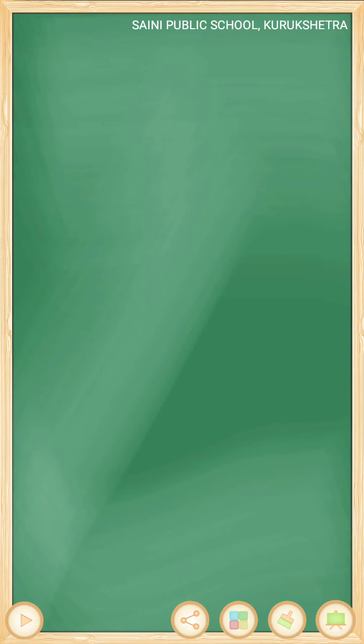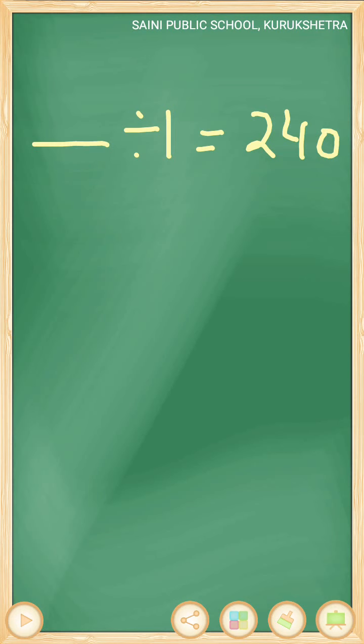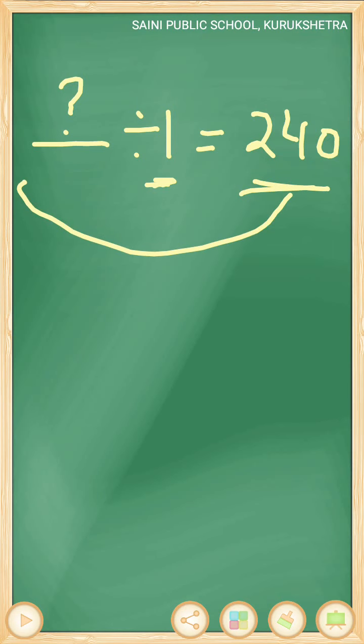Okay, now let us discuss some more examples. Dash divided by 1 is equal to 240. Now what will be the answer? Now you can see here a number is divided by 1. So this is our first property. When a number is divided by 1, then the quotient is the number itself. It means when we divide a number by 1, according to the first property, dividend and quotient should be the same. So here the quotient is 240. So what will be the number? Here I can write 240. Okay, this is our first property.